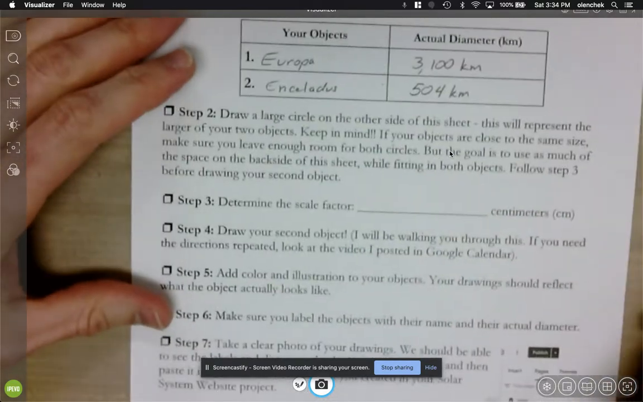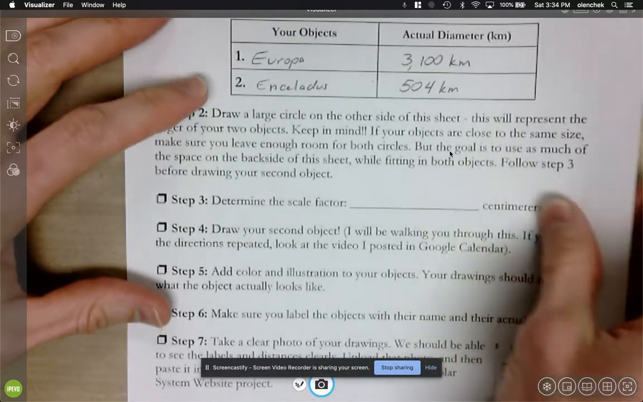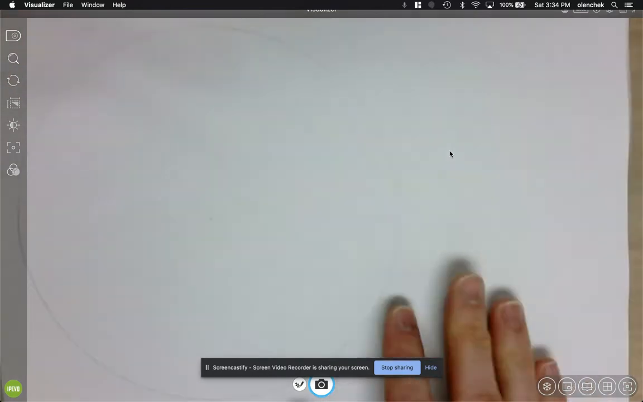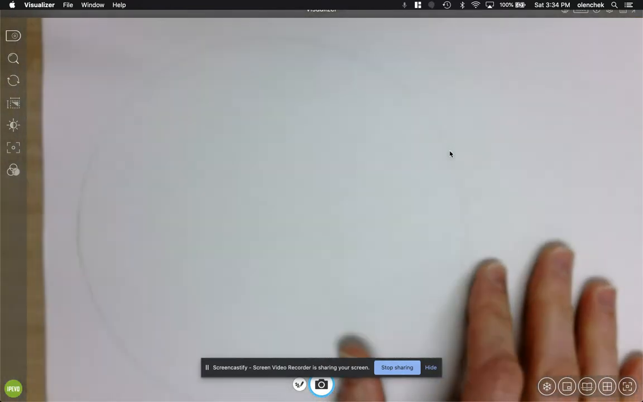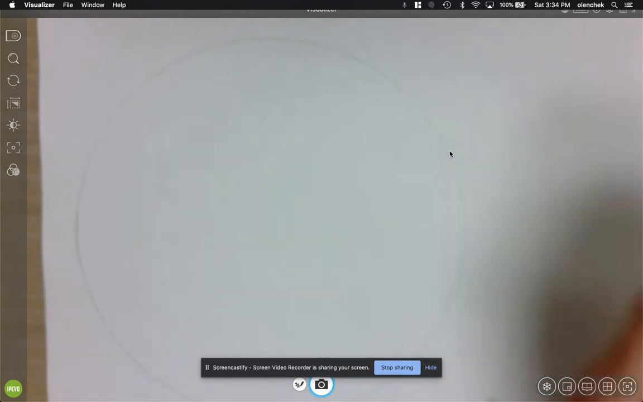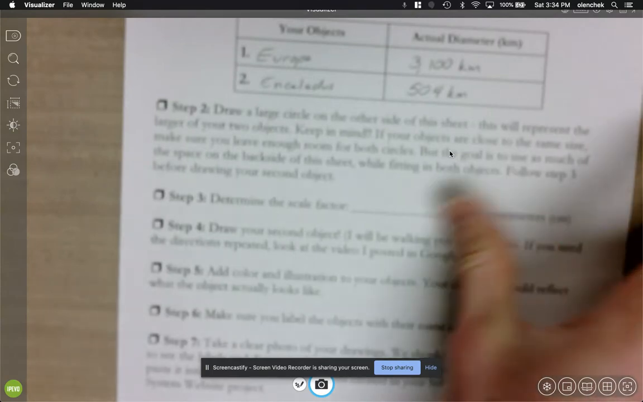And when I flip this back over, the next step is to find out what our scale factor is. Because you can't just shrink this a little bit and draw a random circle, and that's going to be my Enceladus. No, it doesn't work that way. We have to find out first what the scale factor is before drawing a second circle. So you can't just guess that. I'll tell you how to do it right here.